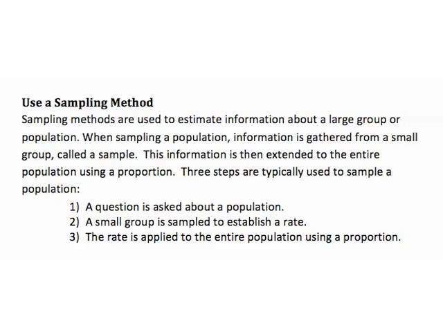Use a sampling method. Sampling methods are used to estimate information about a larger group or population. When sampling a population, information is gathered from a small group called a sample. This information is then extended to the entire population using a proportion. 3 steps are typically used to sample a population. Step 1. A question is asked about a population. Step 2. A small group is sampled with this question to establish a rate. Step 3. This rate is then applied to the entire population using a proportion.